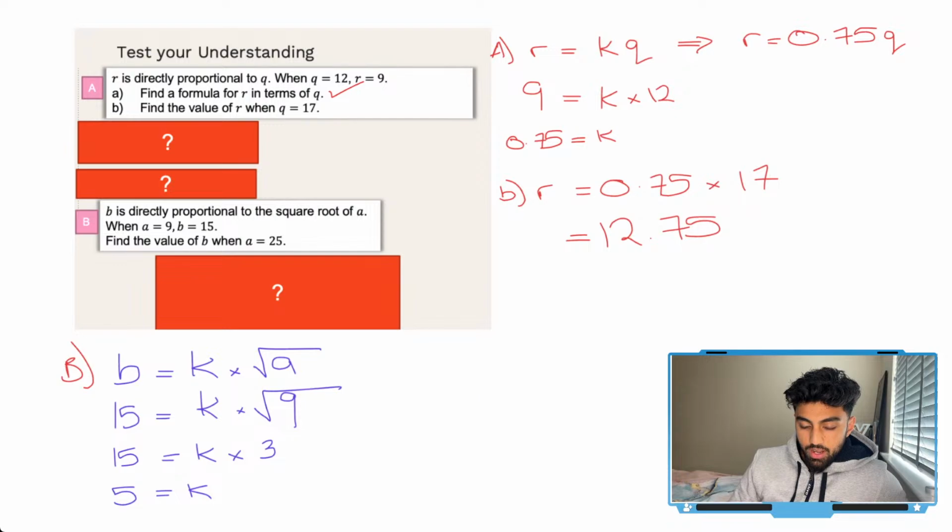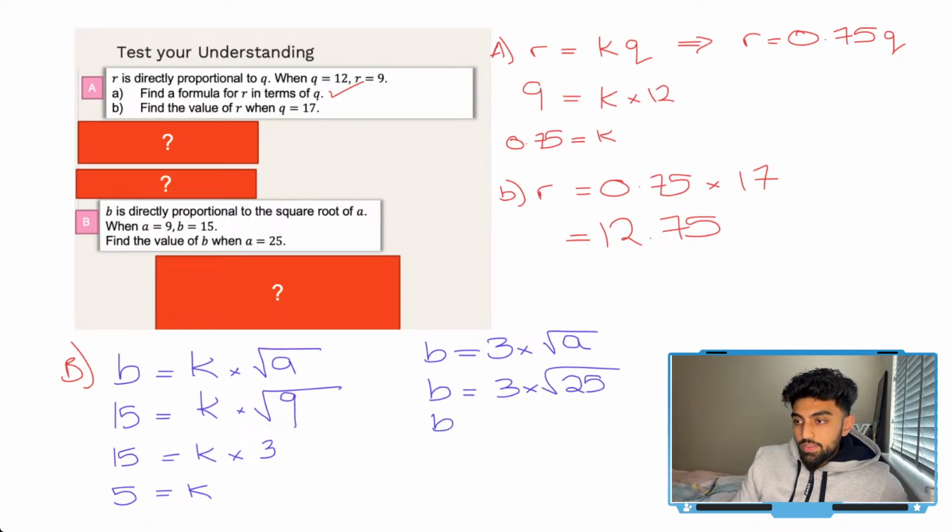Thank you very much, Abdullah. Your workings out seem to be very much correct. Well done. So then we have to find the value of b when a is equal to 25. So let's do that. If we have b is equal to 3 times the square root of a, then we plug that in. b is equal to 3 times the square root of 25. The square root of 25 is 5. Plug that in, so our value for b is 15.